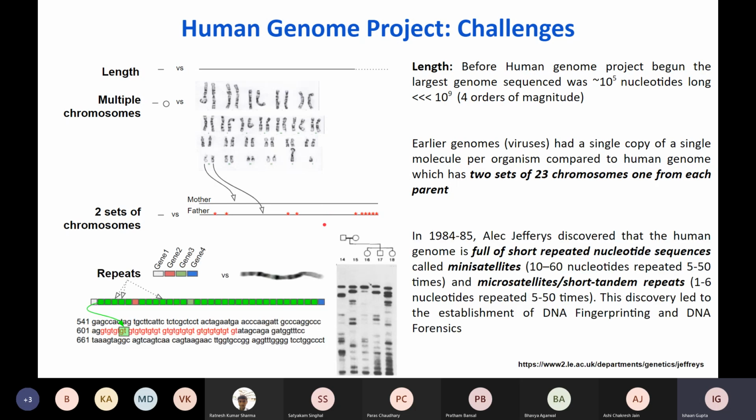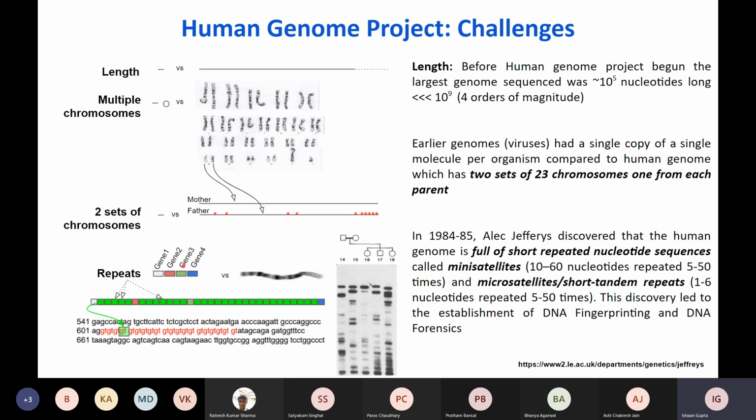The other problem, which is something Ratnesh alluded to earlier, is the fact that the human genome is riddled with lots of repeats. For example, in a typical bacterial genome, 95% of the genome has genes. In the case of the viral genome, the number is even higher. There is even the concept of overlapping genes in the viral genome. I can talk about it outside the class.